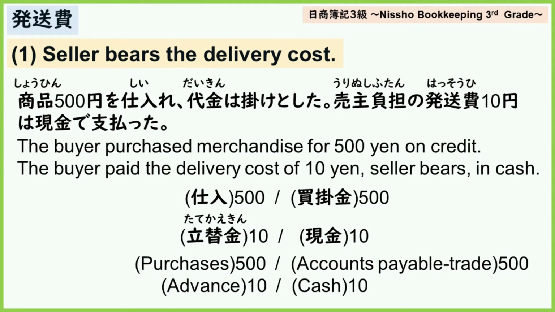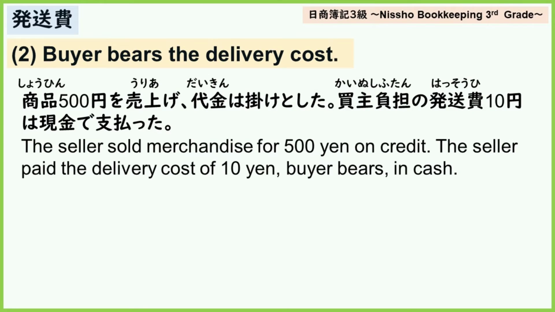I will explain advance. The buyer is making payments on behalf of the seller for delivery costs that the buyer is not originally responsible for. Therefore, this amount becomes a right to be billed later, and it is recorded as an asset. Next, let's take a look at the journal entry for the case where the buyer bears the delivery cost.